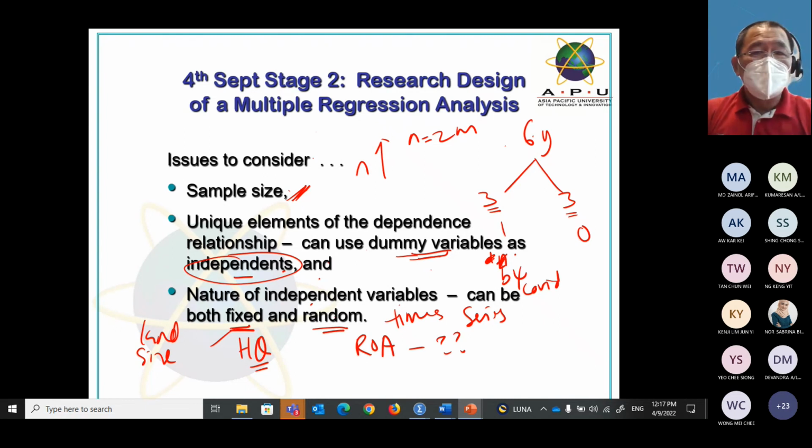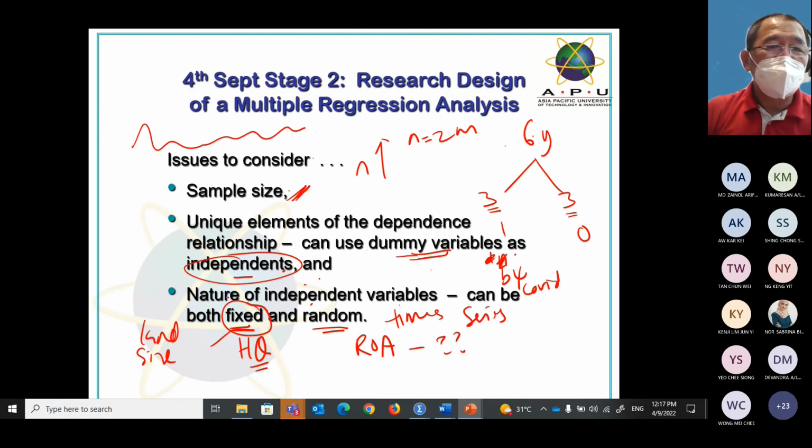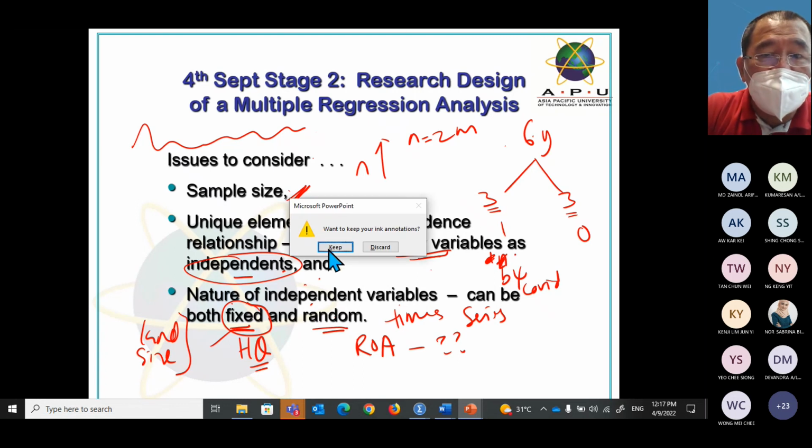So therefore must be careful on either fixed or random. Fixed means not too good. You want some variation. So don't use land size as your independent variable like that. Be very careful. Any question? If no, we see next.